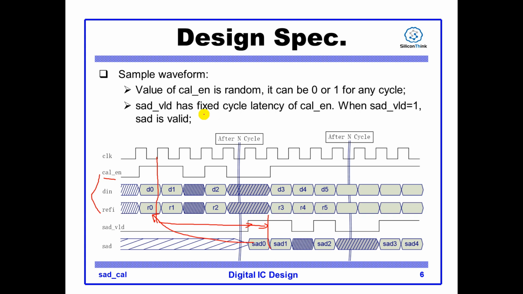Also, we require that for any input, you will have a fixed cycle of latency. So the latency from the input to the output should be the same. This is the sample waveform, and the value of enable is random, so it can be any value for any cycle.